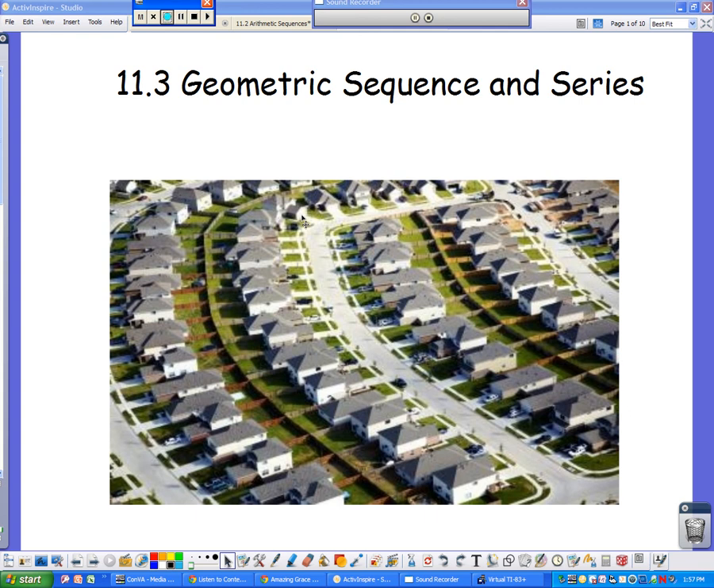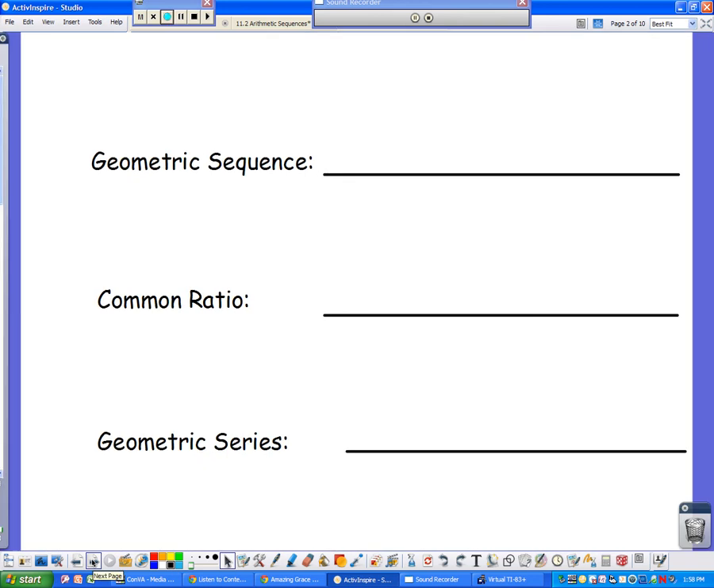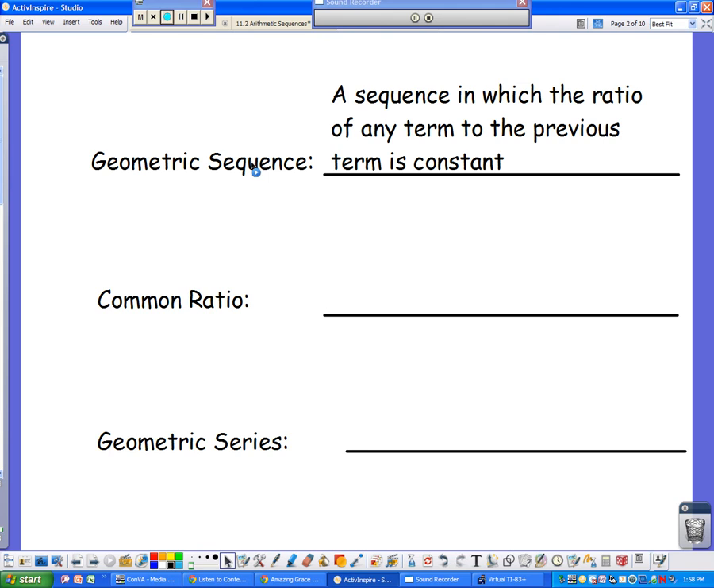All right, 11.3, this is geometric sequence and series. So yesterday, in last lesson, we learned that an arithmetic sequence had a common difference, which basically means from one term to the next term, we're going to add. Well, in a geometric sequence, a geometric sequence is a sequence in which the ratio of each term to the previous term is constant.